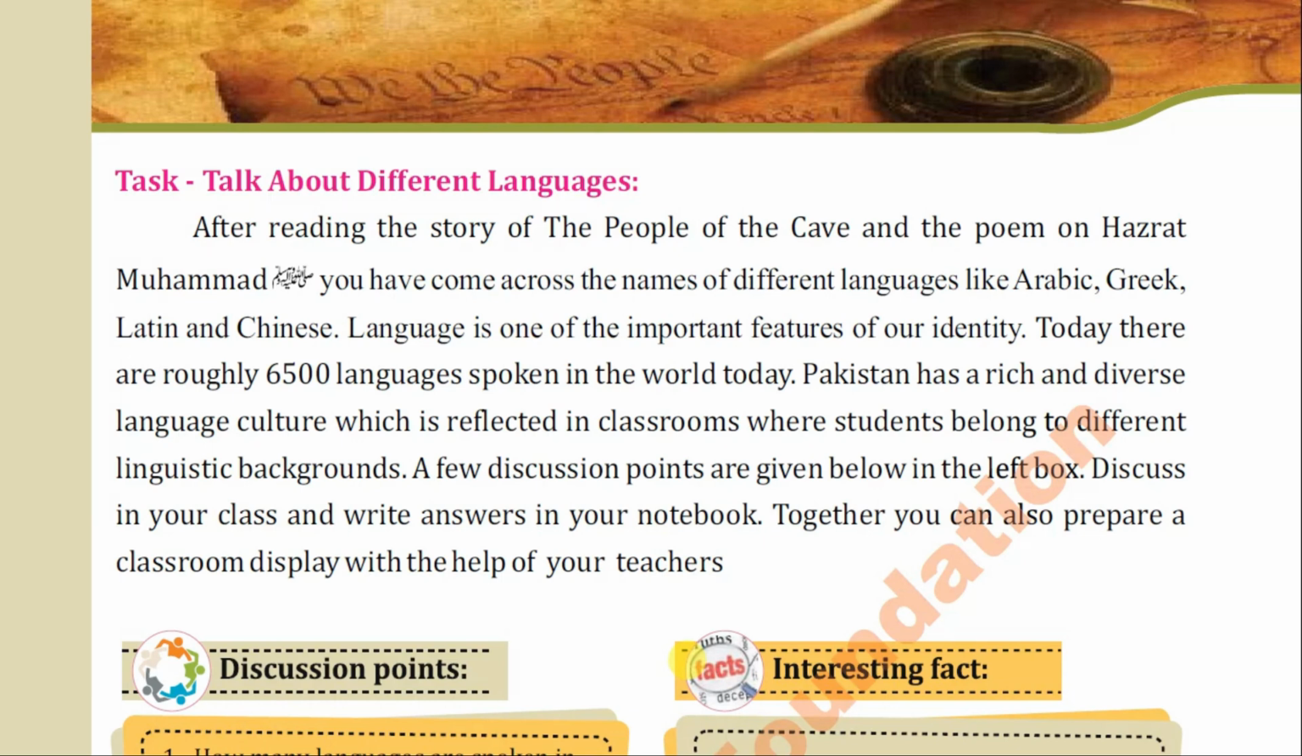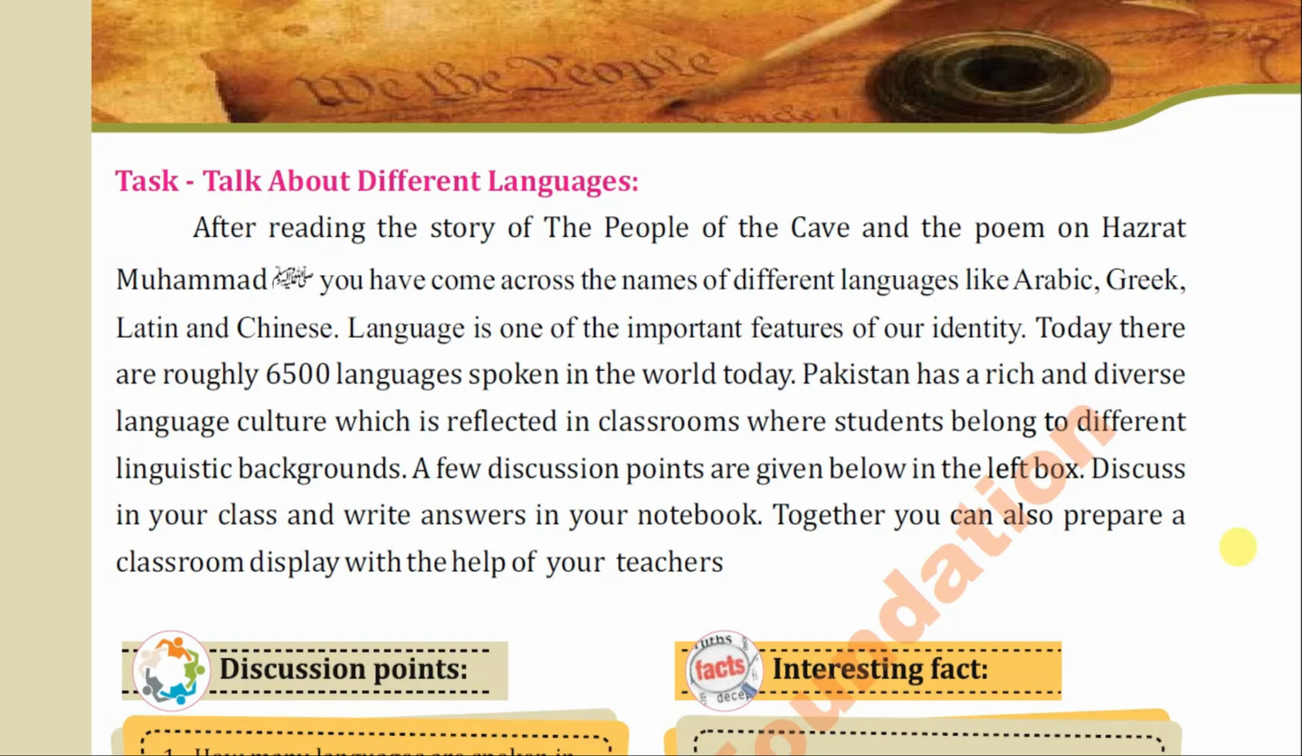Today, there are roughly 6,500 languages spoken in the world. Pakistan has a rich and diverse language culture which is reflected in classrooms where students belong to different linguistic backgrounds. A few discussion points are given below in the left box. Discuss in your class and write answers in your notebook. Together, you can also prepare a classroom display with the help of your teachers. Now, this is an activity which can only be performed in the classroom. Anyhow, we can discuss the important points.